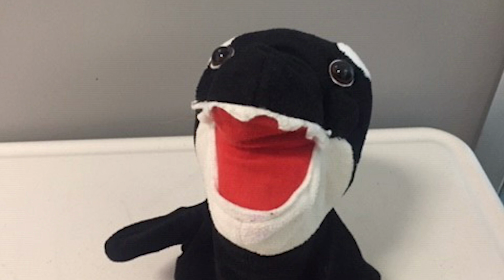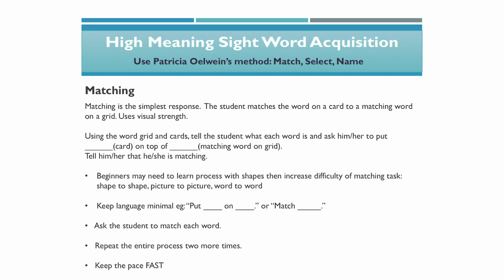Okay, so the method that we use to introduce high-meaning sight words is based on Patricia Olwyn's work. It's 3 stages: match, select, and name. The first stage is matching, so it's the simplest response. It's getting the kids introduced to these words that they're going to be learning. Words are commonly taught in groups of 4, although students just beginning with this process may need to start with just 2 words. That would be up to you in deciding what your individual learner can handle, or try 4, and if that's not going so well, scale it back.